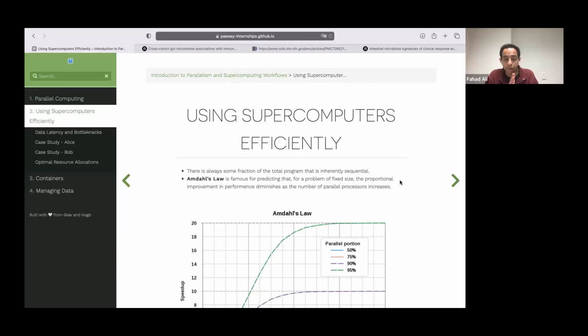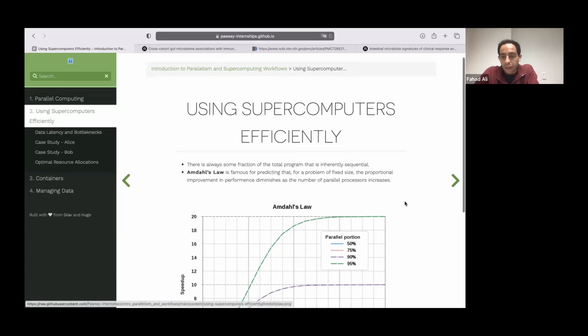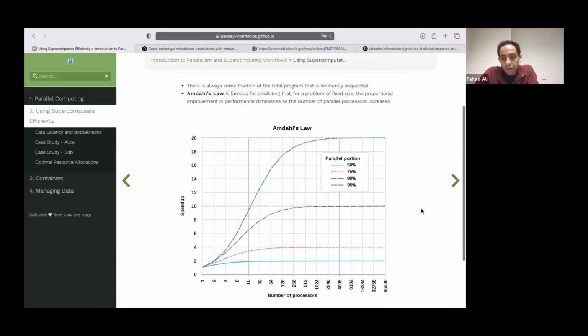Okay, so using supercomputers efficiently. Now, no matter what you're doing, even if you're trying to run something that's super parallel, there's always going to be some part of what you're doing that is sequential. What that means is even if you're running like 1,000 threads, they're all running their own tasks.